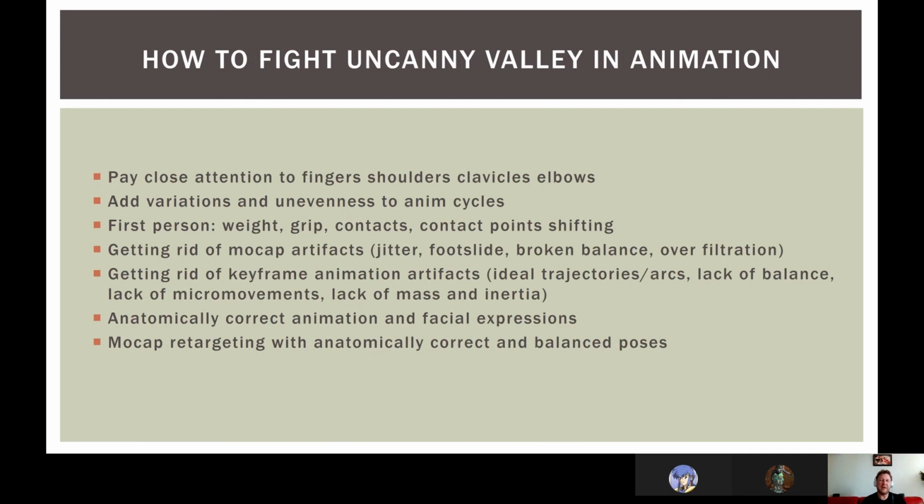So how to fight Uncanny Valley in character animation, the body part. Pay close attention to fingers. I explained this before. Add variations and unevenness to animation cycles. This is a very important thing if you're working with animation cycles for locomotion, for whatever. If you have a walk cycle with two steps that look exactly the same, you, the gamer or viewer, will have a clear view that this is a robot, because robots move in a certain way, like they're copy-pasted poses.